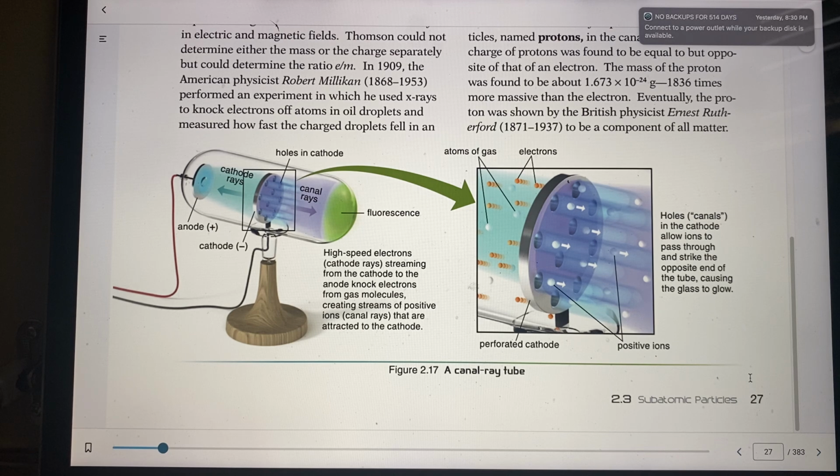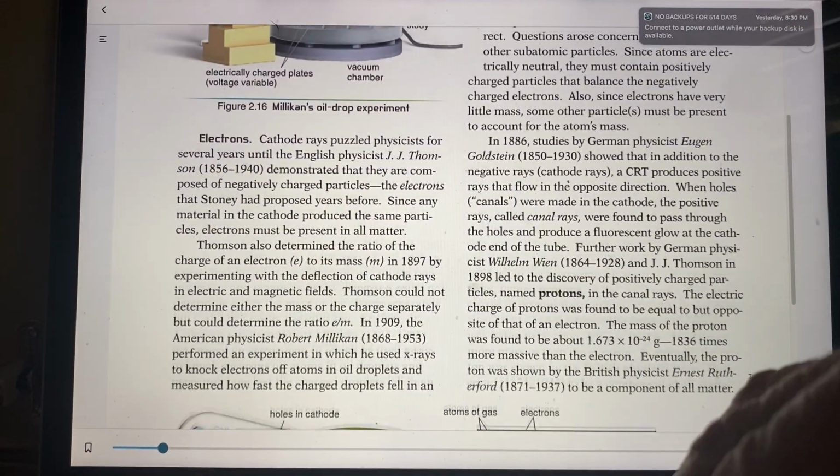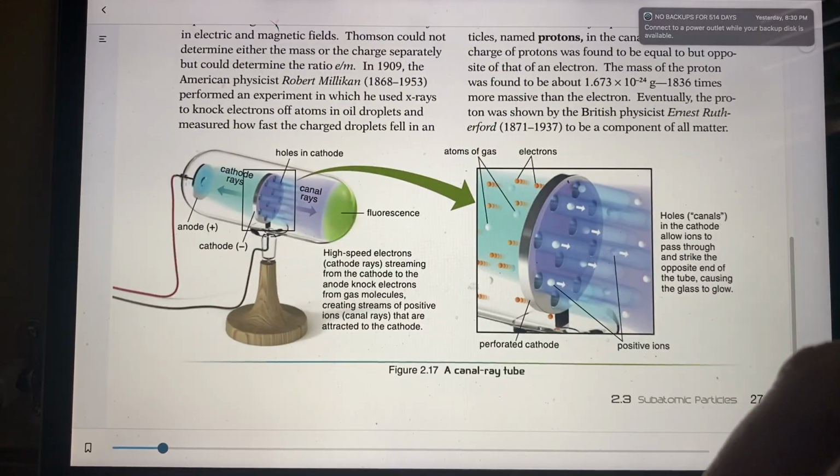And then Ernest Rutherford, another one of these scientists, basically said protons are a component of all matter. And actually, he's one of the first, I think, that made the planetary model of what an atom looked like. So let's go on to the next page.